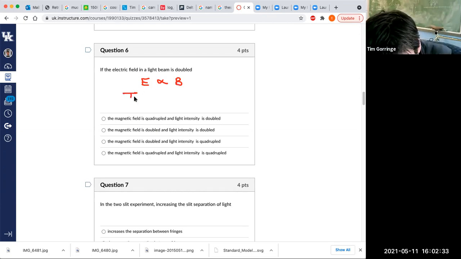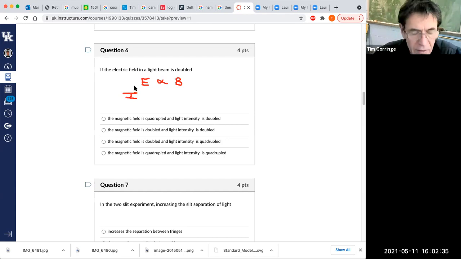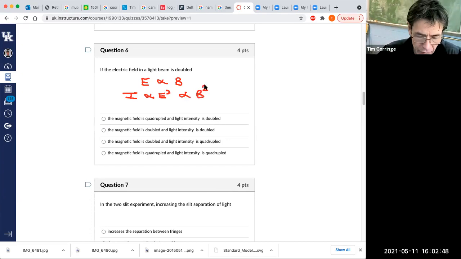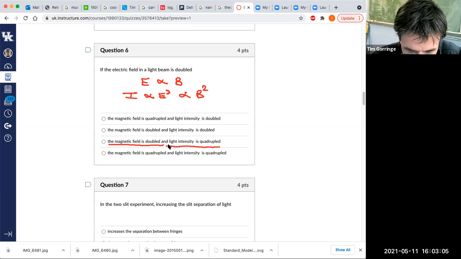Second thing about light is that the intensity, the joules per second per square meter, is proportional to the square of the electrical field or the square of the magnetic field. So it goes as the square of the fields. So if we're going to double the electrical field, we're also going to double the magnetic field. But if we double the electrical field, we're actually going to quadruple the intensity. And so the correct answer is that the magnetic field is doubled, the light intensity is quadrupled.